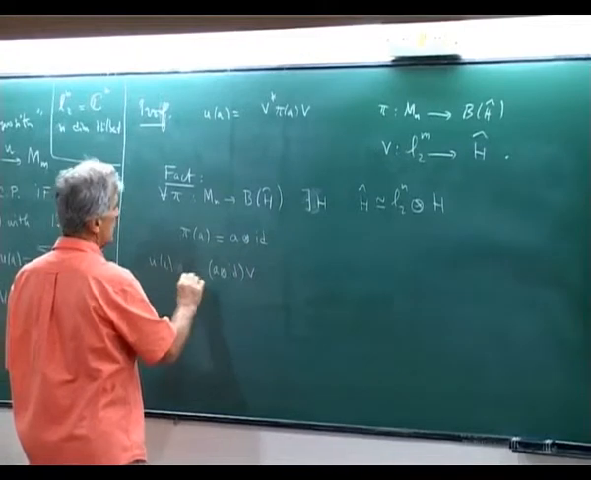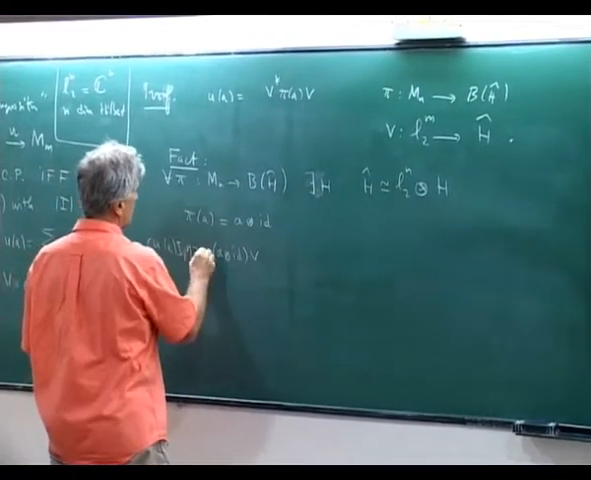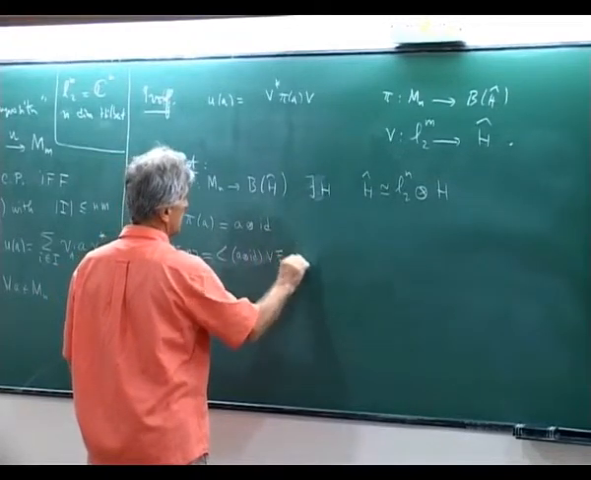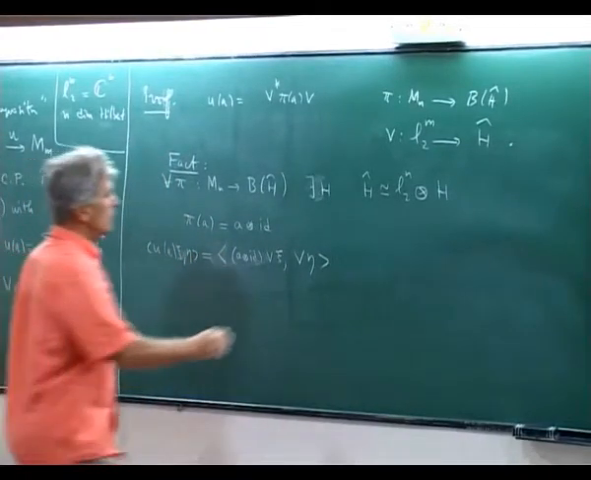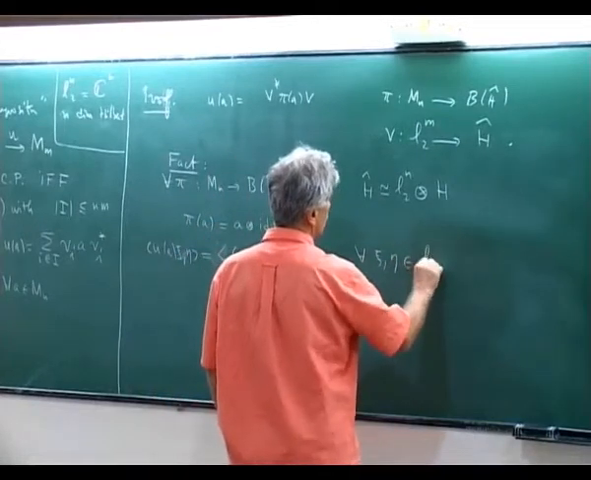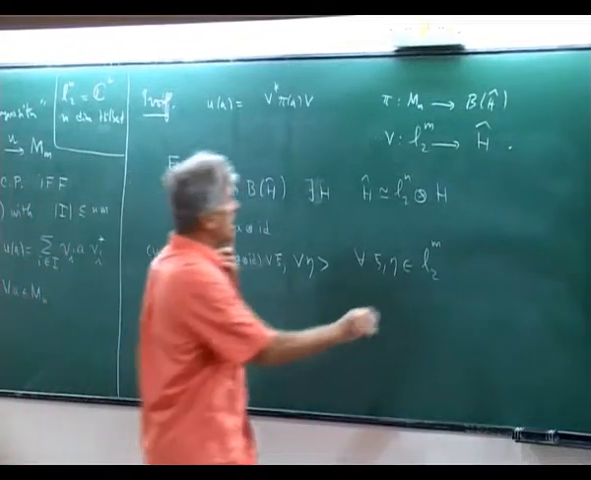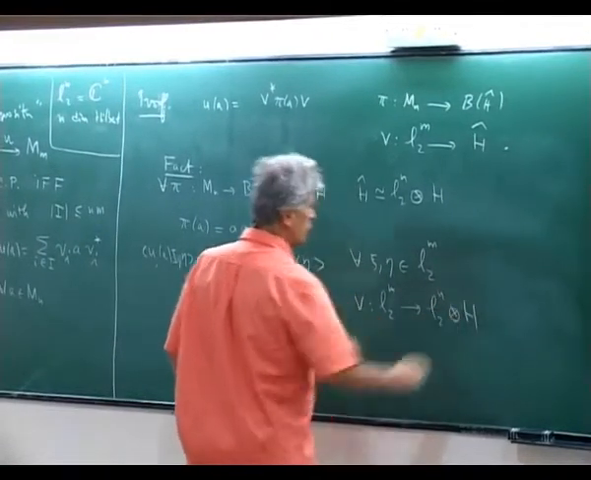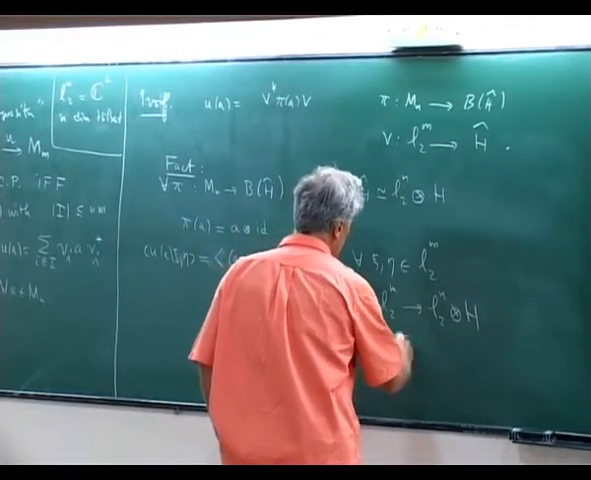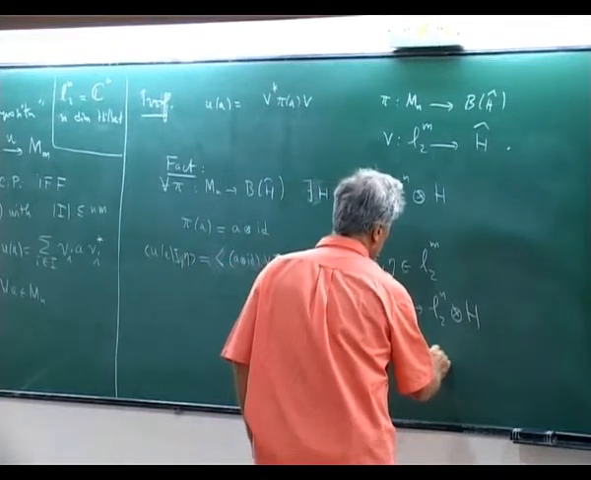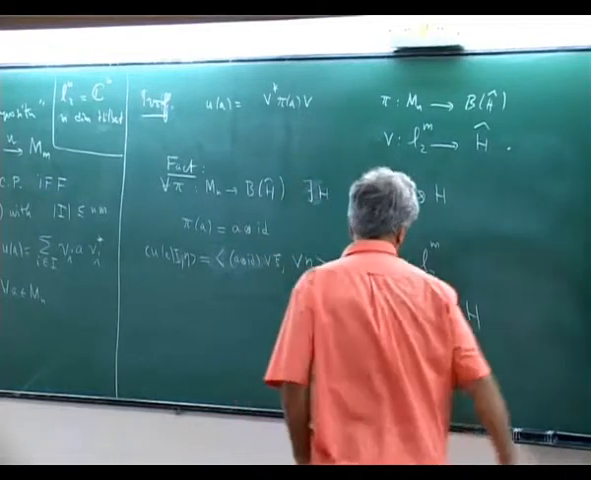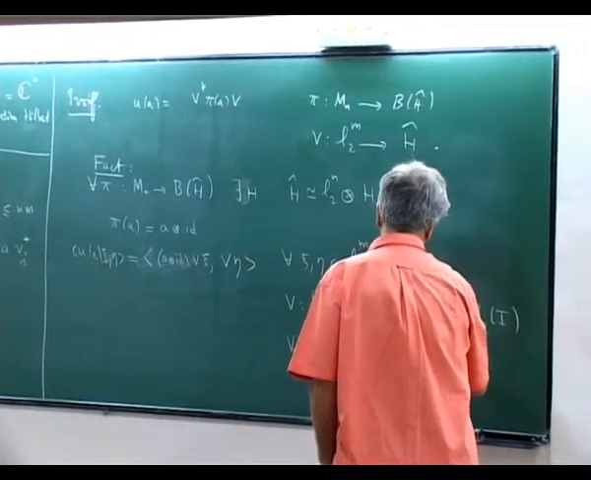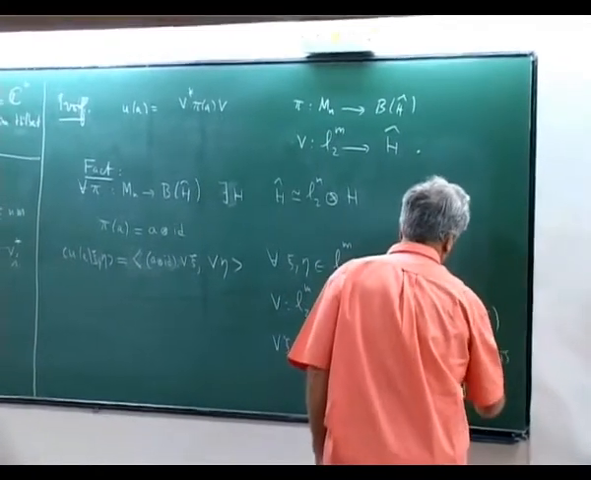So maybe let's write it now like that. U of A applied to xi tensor eta will be equal to A tensor identity times V applied to xi tensor eta. Okay, that's what we have. For any xi, eta in L2 M. So now our V, of course, is a map from L2 M to L2 N tensor H. So this V, I can write V of xi as equal to the sum of Vi xi tensor ei, i in I, where I just identify H with L2 I. So if you like, ei is an orthonormal basis of my H, okay?